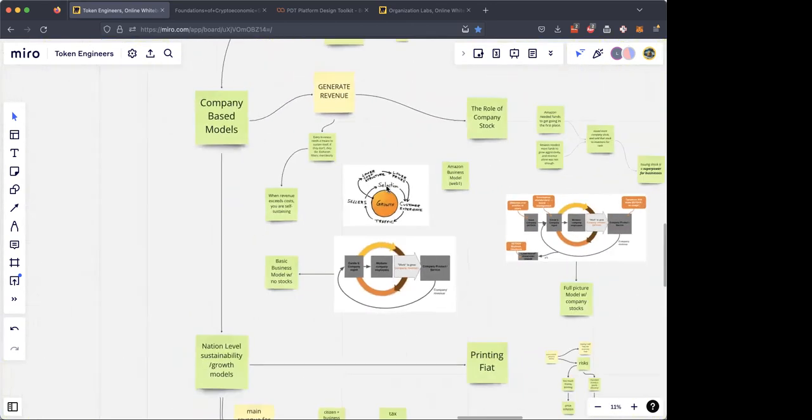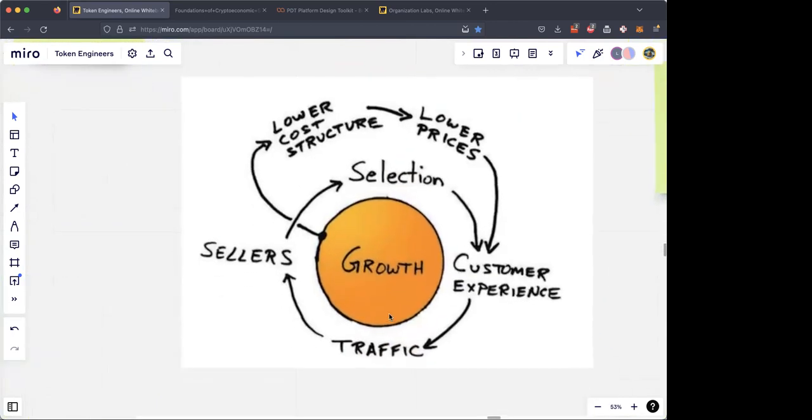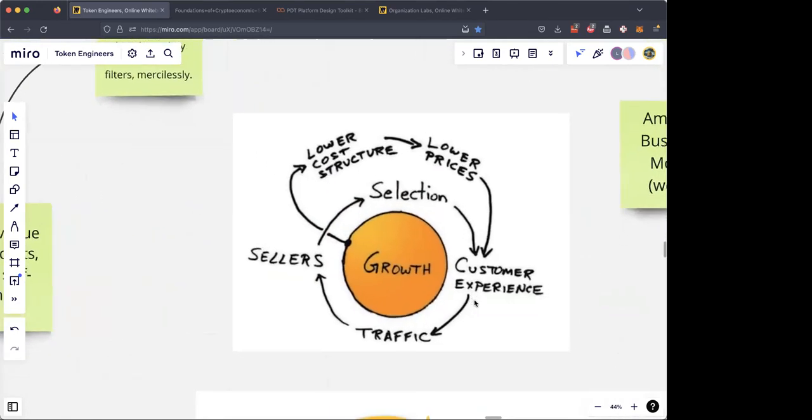But it's talking about business models. It gives this business model for Amazon. Maybe you guys are familiar with this. It's how does Amazon work? This is the Amazon flywheel. So Amazon grows by this structure. You lower costs, that lowers prices, that's better customer experience, that's more traffic, that's more sellers, that means more selection and more options for the customer, and that's more customer experience, and that all leads to growth. And that's the Amazon flywheel.